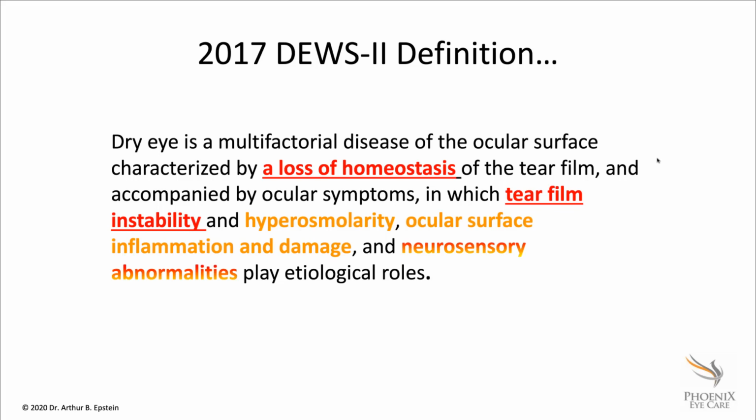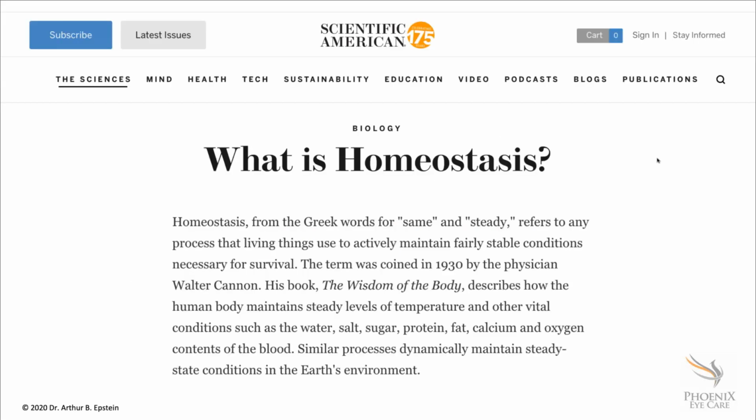In which tear film instability, again, is a major issue because that's what causes everything downstream from it. And then you see, as a consequence, hyperosmolarity and ocular surface inflammation, which occurs fairly early on. We'll talk about that. Ultimately, damage and neurosensory abnormalities, either in the afferent or the efferent aspect of neurosensory dysfunction. And all of that basically describes elegantly, beautifully what dry eye disease is. So we first have to go to homeostasis.